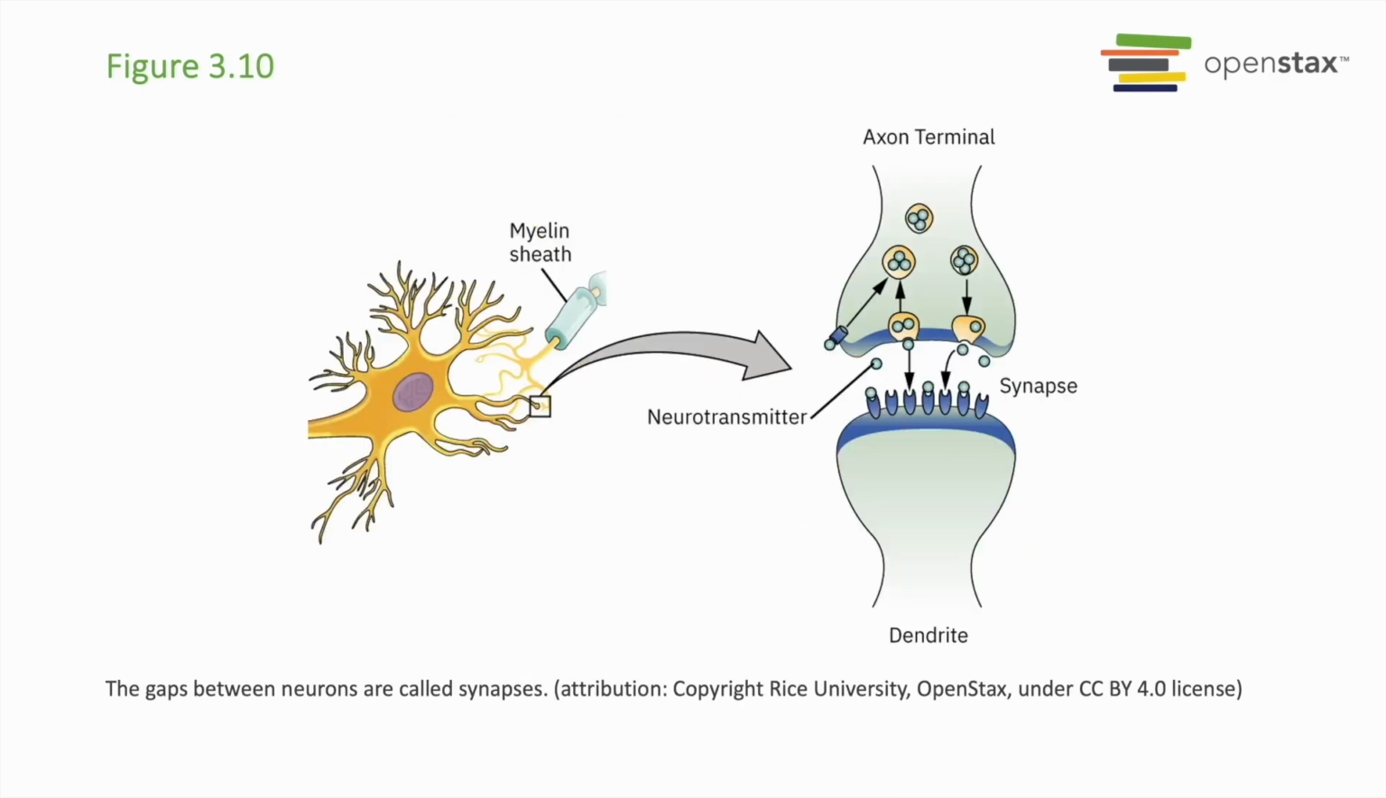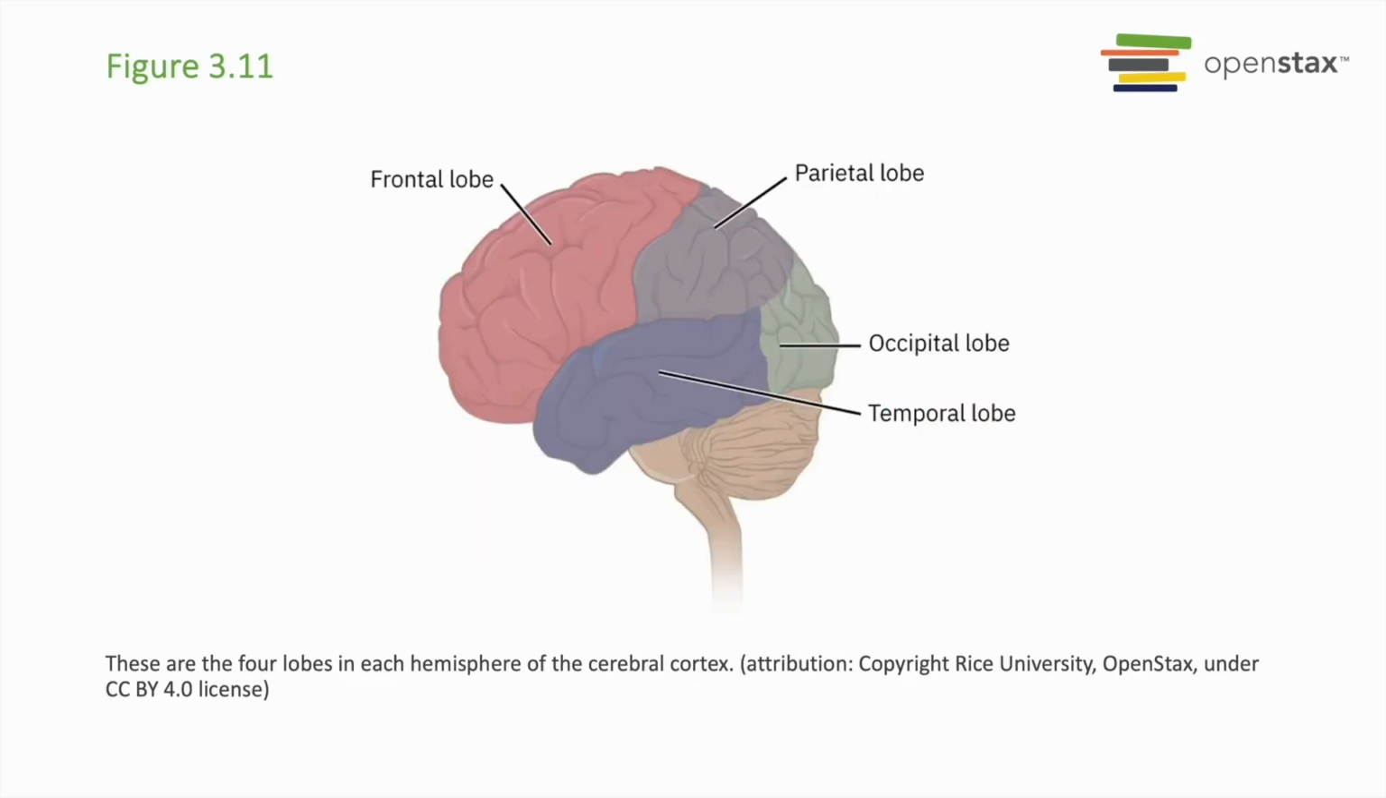Figure 3.10. The gaps between neurons are called synapses. So the synapses receive those neurotransmitters. Then we have 4 lobes of the brain. I like to remember it by the acronym FPOT because drugs are bad. We have the frontal lobe, which is responsible for decision-making, problem-solving, as well as judgment. There are areas important in the frontal lobe for language production.